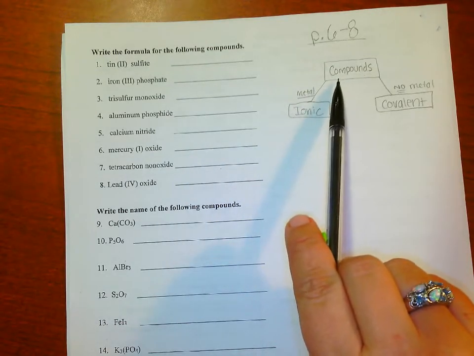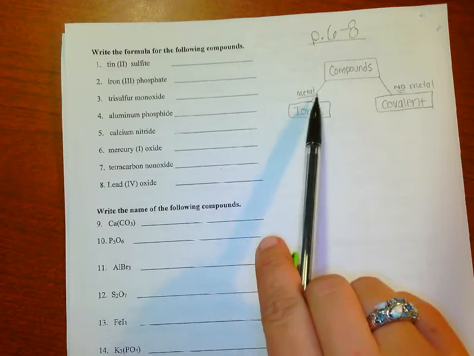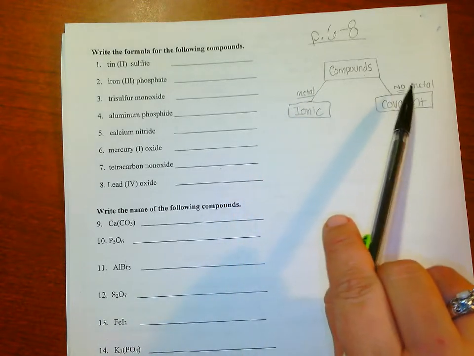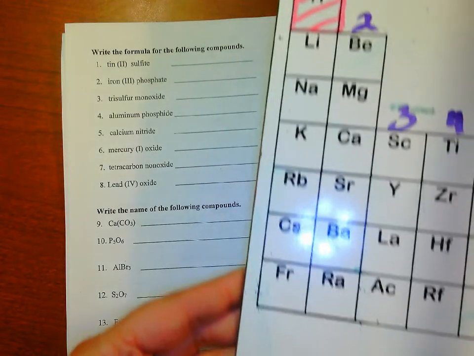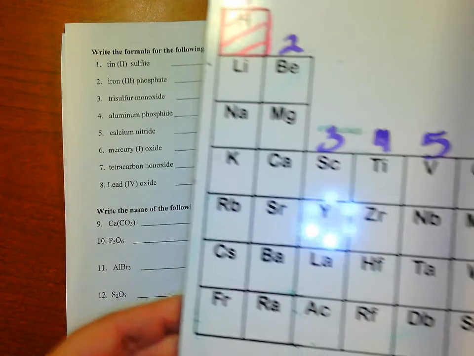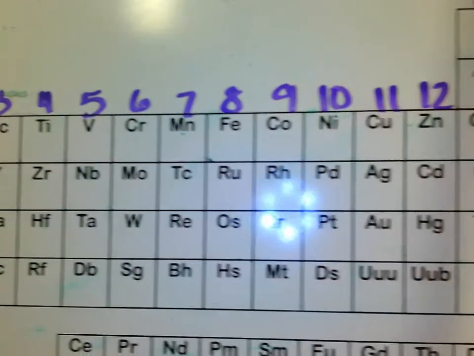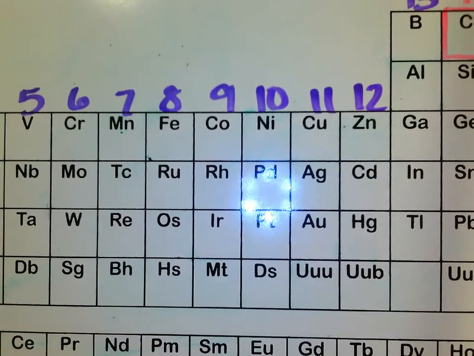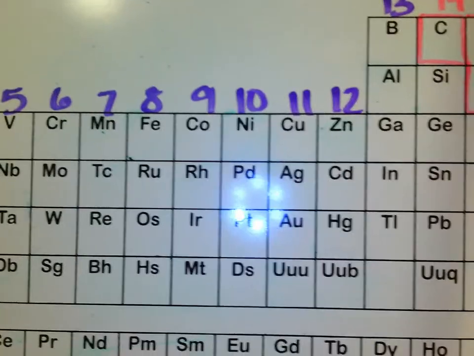Basically, compounds for our purposes are going to be broken into either being ionic, which means they contain a metal, versus covalent, which means they have no metals. If you look at the periodic table, with the exception of hydrogen in the first group, everything else, groups 1 through 13, would be considered a metal. The exception being boron as well, which is a metalloid.